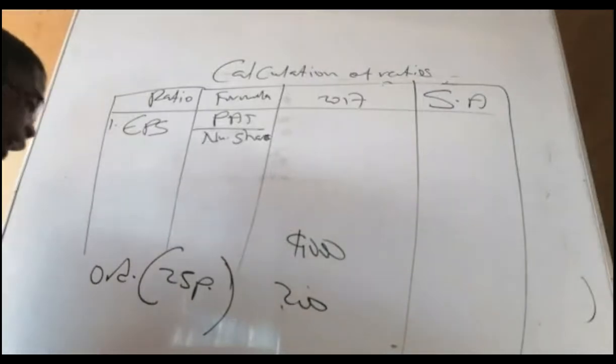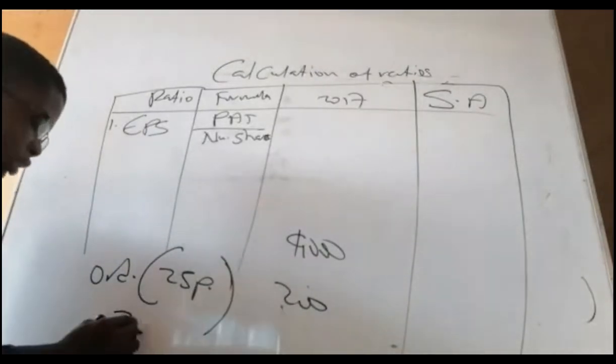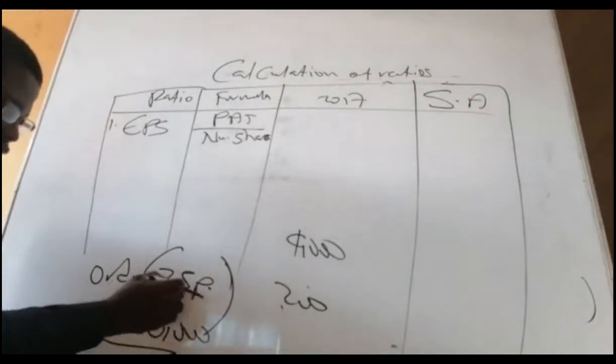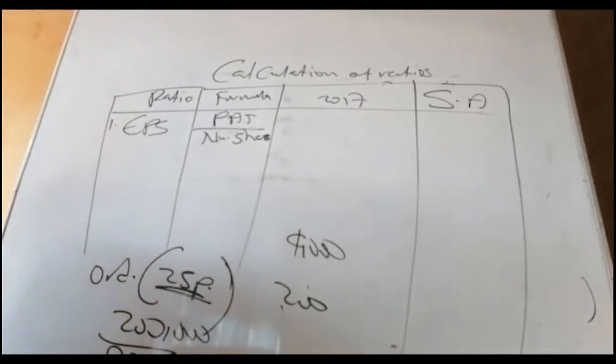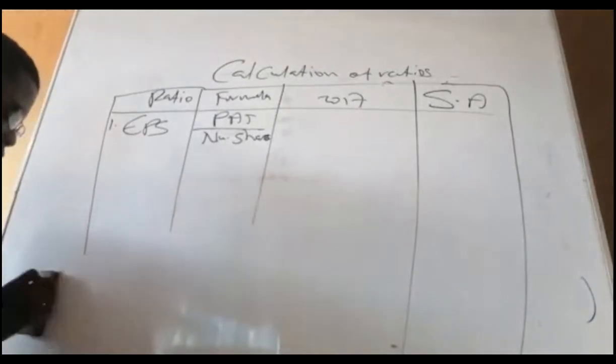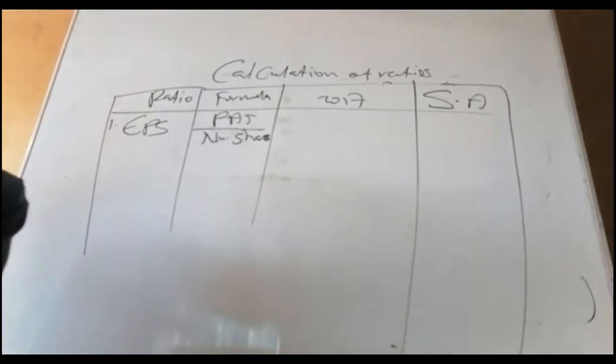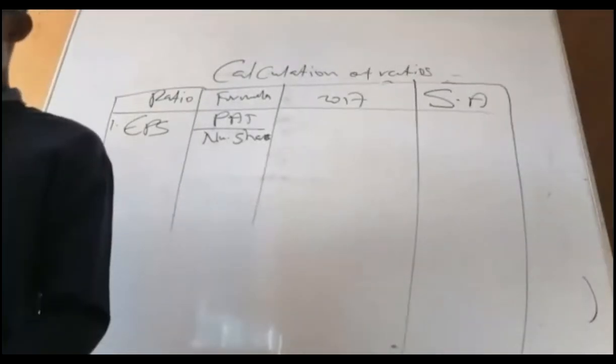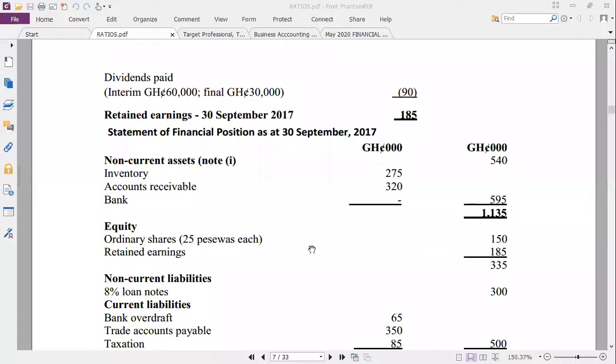So basically, it will be like this. You take the 200,000, the value, divided by this price, the 0.25, to give you the number of shares. We are done. So basically, to get the number of shares, take the nominal value of the shares and divide it by the nominal price of a share, then you are done. With this question, the number of shares will be: pick the 150,000 and divide it by 25 pesos.